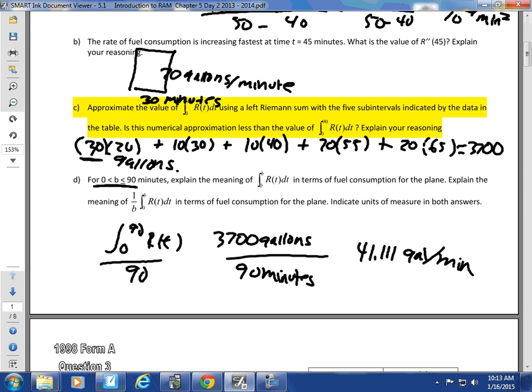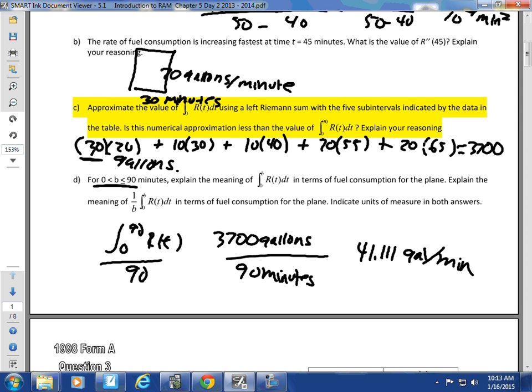It says, in terms of fuel consumption, explain the meaning of the integral from 0 to b times 1 over b. Well, if that had been 90, then we would have had the 3,700 gallons over 90 minutes. Had it simply been a smaller number, maybe we integrated from 0 to 30, but then divided by 30, it would still have been some number of gallons per 30 minutes, and then we would have been calculating the average number of gallons used in that number of minutes, 30.